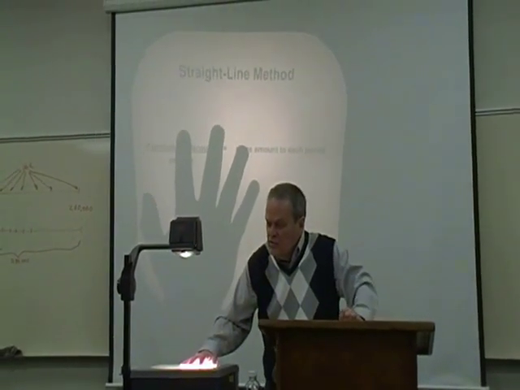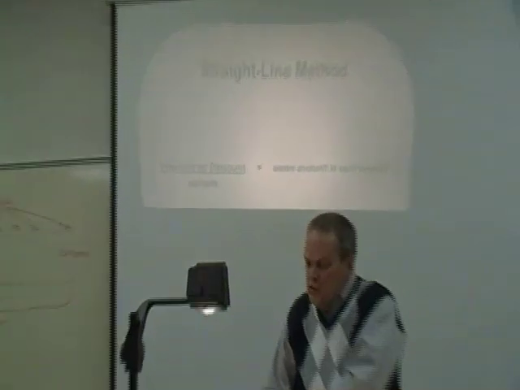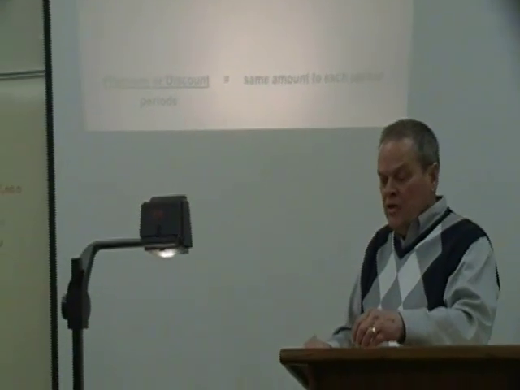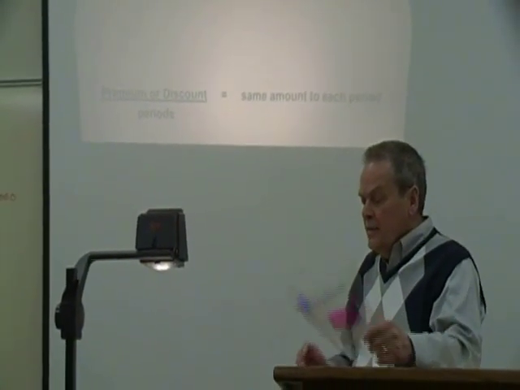The straight line method that you did for today took the balance of premium or discount, whatever it was, and spread it equally over the life of the bond. The same amount every time was recorded as amortization. That's why we call it straight line. It's just like straight line depreciation. It gives the same answer time and time again.